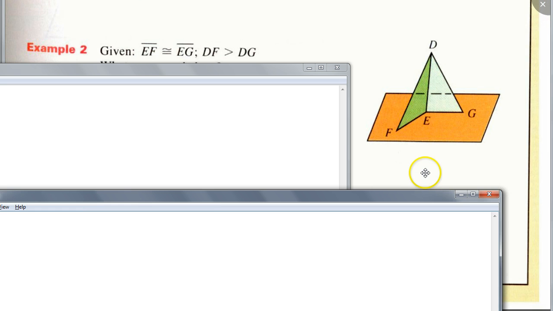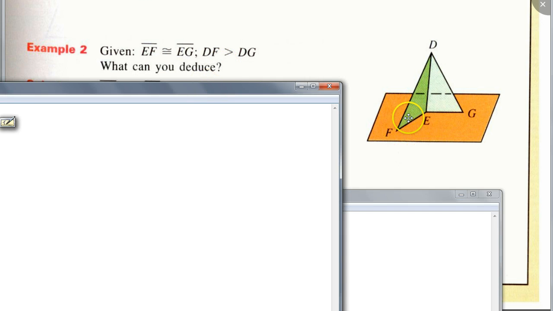We're almost done. So what about this one here? If I know that EF, right down here, is congruent to EG, the segment, and DF is now greater than DG, what can you deduce? Everyone should know by now. If EF is congruent to EG and DF is greater than DG, what can you conclude here?